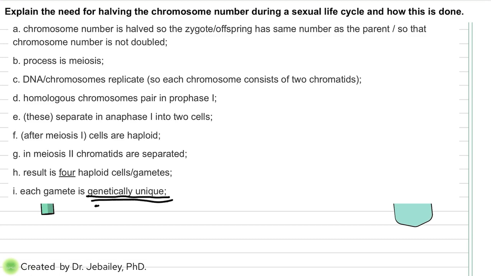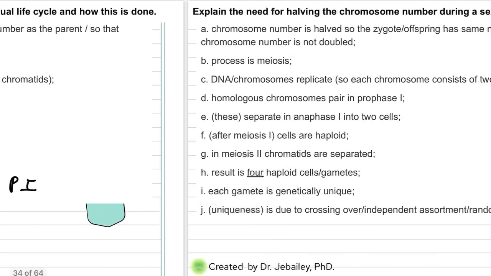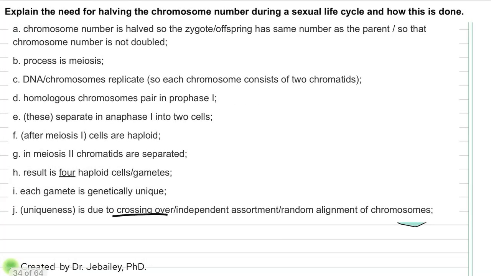Now, why is this genetically unique? It is because of a crossover that happens in prophase 1. And then besides the crossover, as I mentioned, there is also independent assortment, which is about which direction the chromosomes are going, this way or that way.